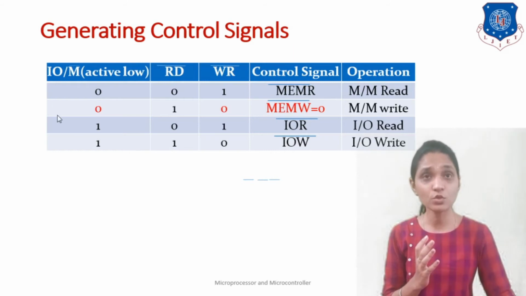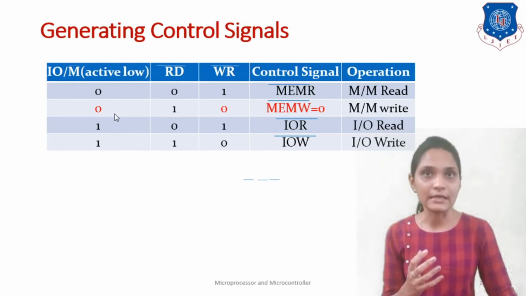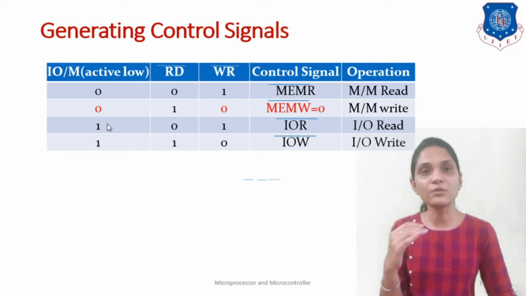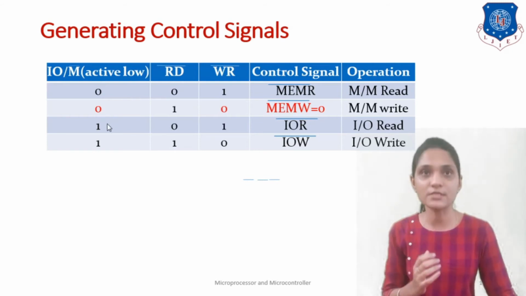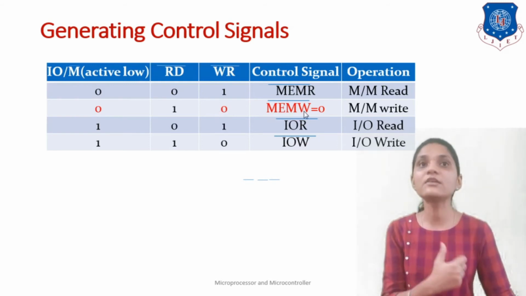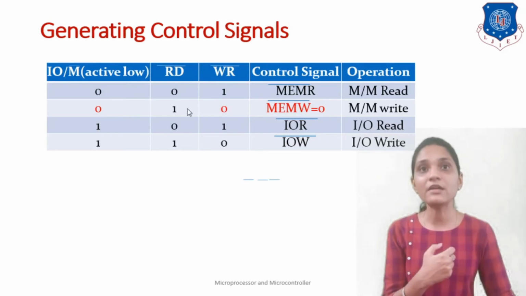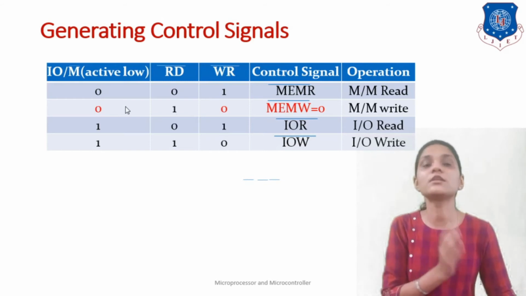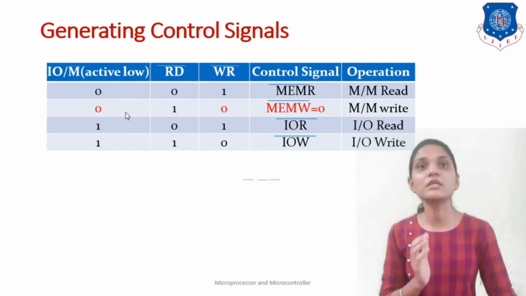If we consider the AND gate, there are many possibilities: if both inputs are 0, or if any one input is 0, then the output will be 0. So we can't use the AND gate, because whenever both inputs are 0 it gives the result 0, but whenever any one input is 0, it also generates that control signal. So we can't use the AND gate.